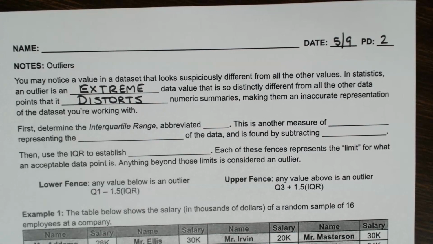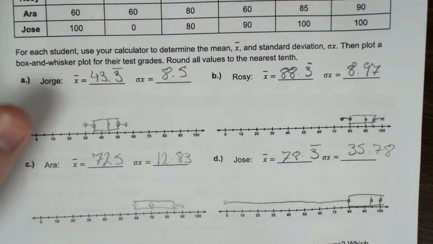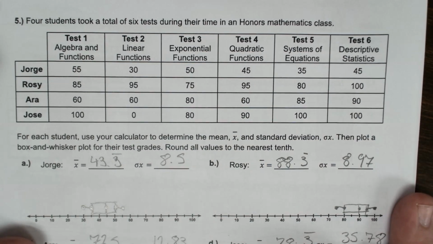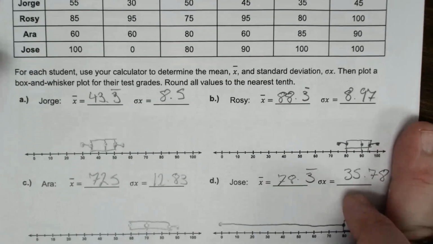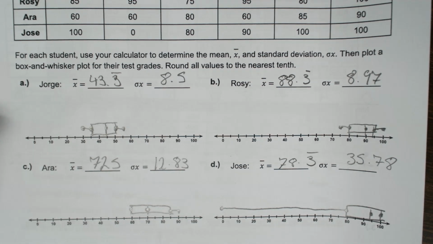So I do want to go back to the work from yesterday. I haven't graded it all. But looking at these four people and their test grades, this was question number 5 on your practice from yesterday. Do you notice anything kind of weird about maybe one of these box plots? You said D? Yeah, D has a whisker that is so long you could land a plane on it, right? It looks just so different from all of the others.